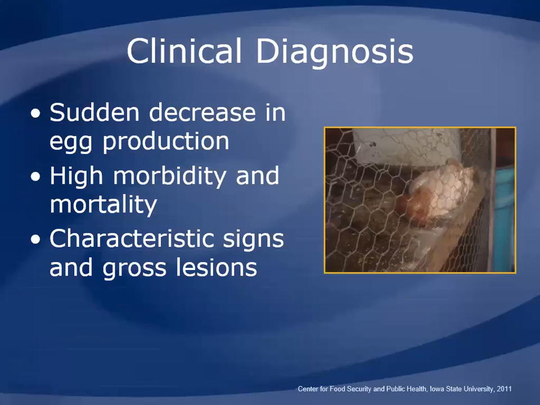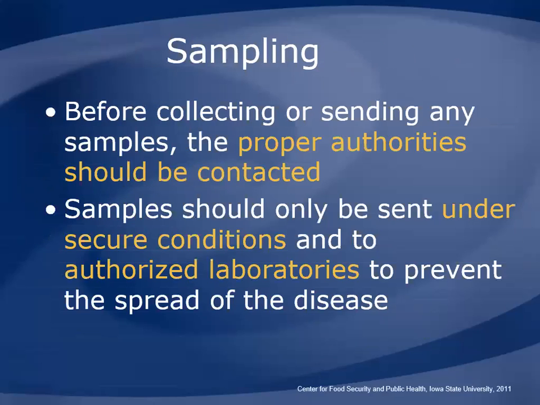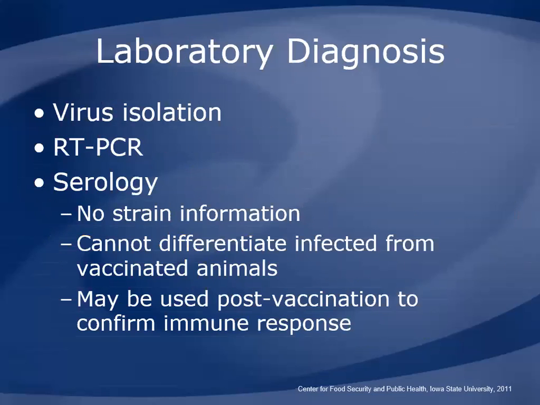For clinical diagnosis, a sudden decrease in egg production, high morbidity and mortality, characteristic signs and gross lesions would lead to the clinical diagnosis of this disease. How can we do the sampling in order to confirm this disease? The proper authorities should be contacted. Samples should only be sent under secure conditions and to authorized labs to prevent the spread of this disease. There are different lab diagnostic techniques for this disease, like virus isolation, RT-PCR, and serology.